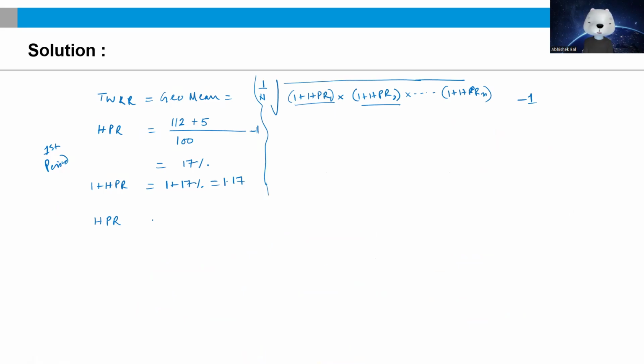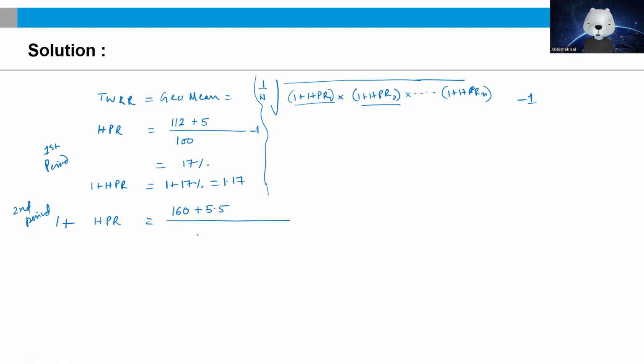And at the end of the year, we see that the fund had an ending value of 160 plus it had declared a dividend of 5.5. Of course, we are going to calculate 1 plus HPR. This is the first period. Now we are talking about the second period. And there are only 2 periods out here.